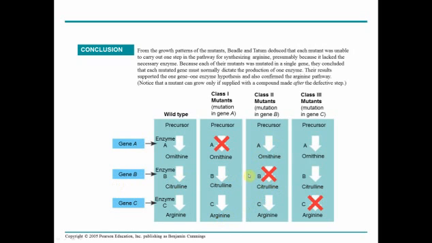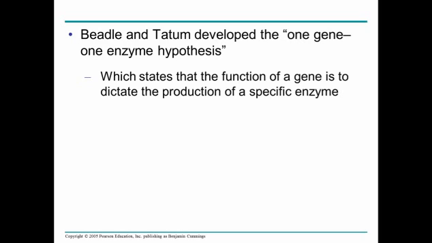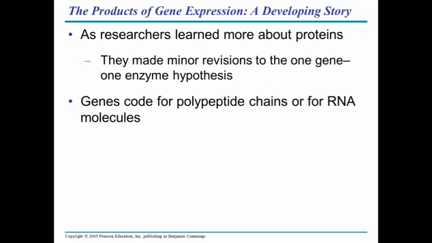Class 2 mutants were mutant in gene B, and class 3 had gene C mutated, so you had to give them arginine if they were going to grow. They couldn't use any of these other precursors. So this basically confirmed the arginine pathway and the one gene, one enzyme hypothesis that they had. And so the hypothesis is that the function of a gene is to dictate the production of a specific enzyme, basically.